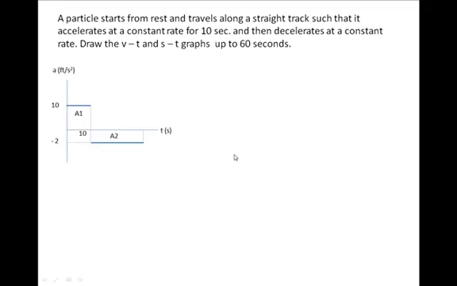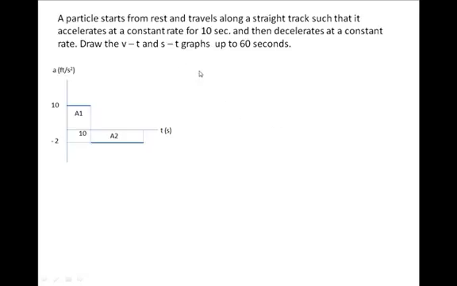Then the next problem we are going to do exactly in reverse. That is, from the a-t graph we are going to create the v-t graph and s-t graph. So the statement of the problem goes like this. A particle starts from rest and travels along a straight track such that it accelerates at a constant rate for 10 seconds and then decelerates at a constant rate. Draw v-t and s-t graphs up to 60 seconds.